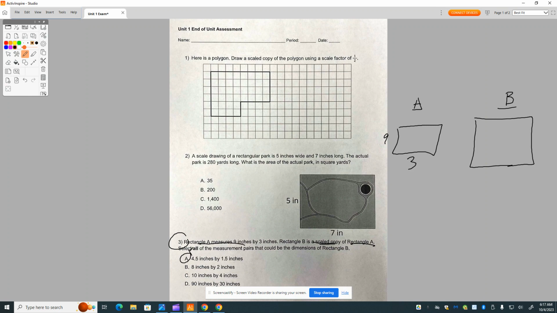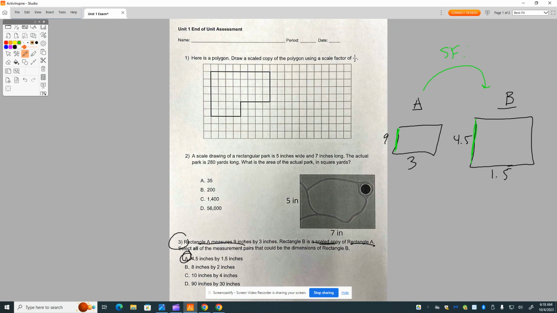If option A, can a rectangle of 4 by 5 or 4.5 by 1.5 be a scaled copy? Now remember, scaled copies are copies in which all lengths have been increased or decreased by the same scale factor. That means it's your job to check if there exists a scale factor that multiplies all the sides of our original to equal the corresponding sides of our scaled copy.